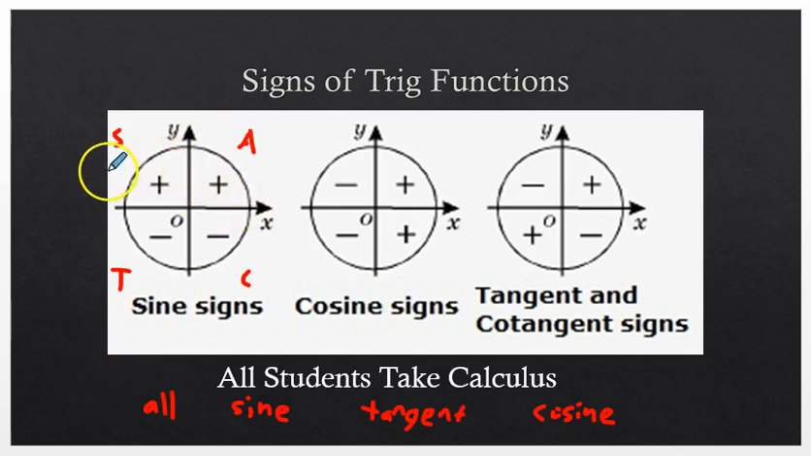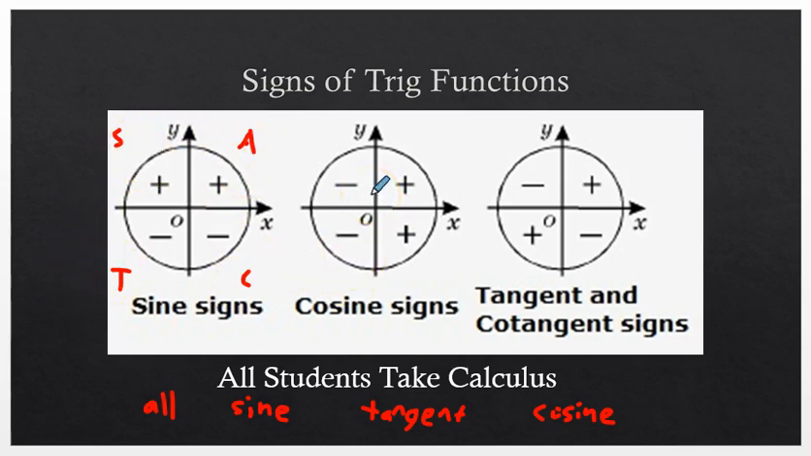In the top left, only sine is positive. So just the S for sine. In the bottom left, you'll see that only tangent is positive in the bottom left. The other two are negative. And in the bottom right, only cosine is positive in this quadrant. So this is just a way of remembering which functions are positive and negative where.